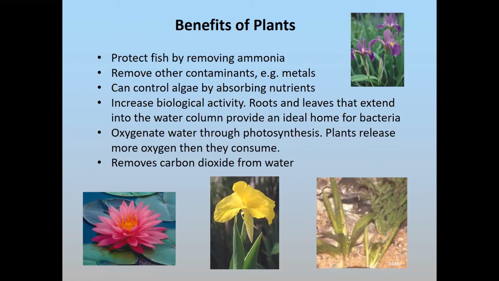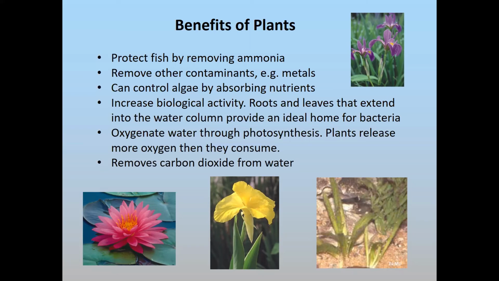Plants are very beneficial. Here's just a couple of things that they do for you. I already talked about how they help the fish by removing toxic ammonia. They also remove other contaminants such as metals, copper, for example. So that's a benefit as well. They can also control the amount of planktonic algae or phytoplankton by absorbing the nutrients and keeping the phytoplankton at a more appropriate level to maintain the water clarity.